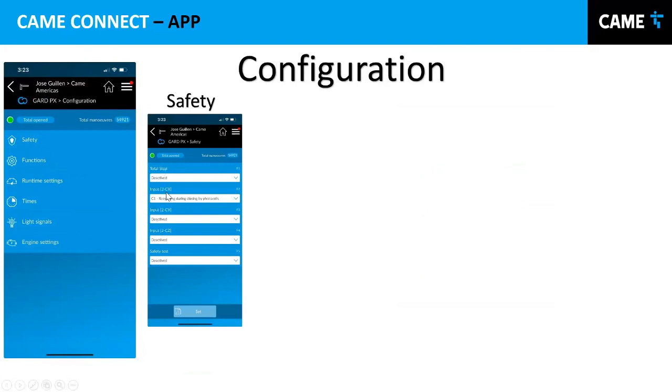So here from safety, I can enable or disable my photocells, whether it's input CX, CY, or CZ. I can perform a safety test from here. I can actually enable the total stop, so you can change parameters over here.